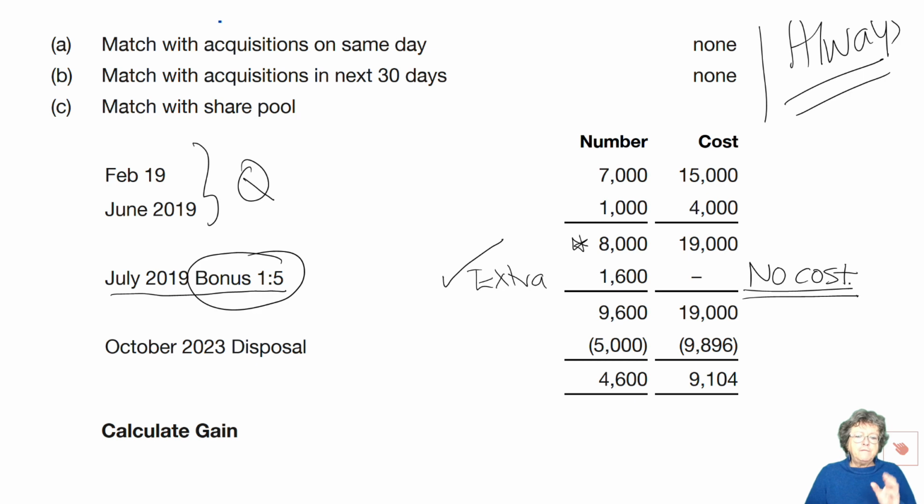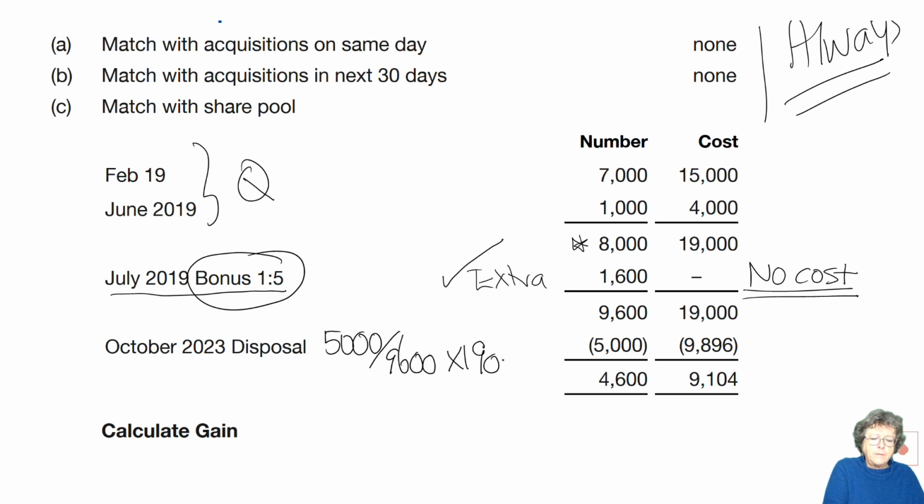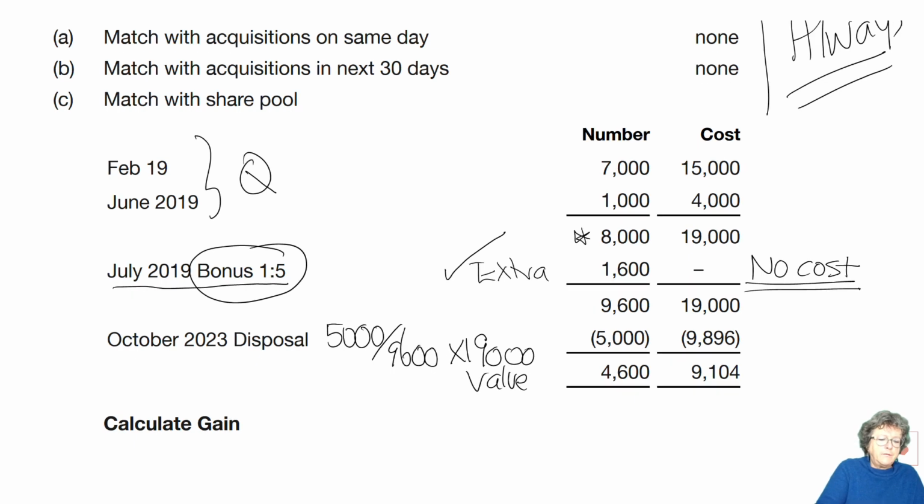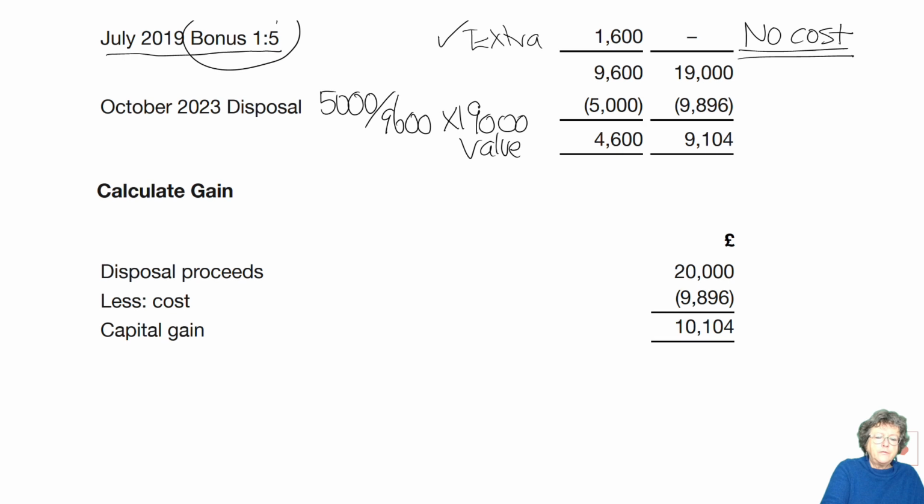So the value of the shares has now been diluted, because instead of 8,000 shares, we've now got 9,600 shares. We are going to dispose of 5,000 shares out of that pool, and again that would be 5,000 divided by 9,600 times £1,900, which is the value. And then we have our capital gains of 20,000 as the proceeds less the cost equals the gain.